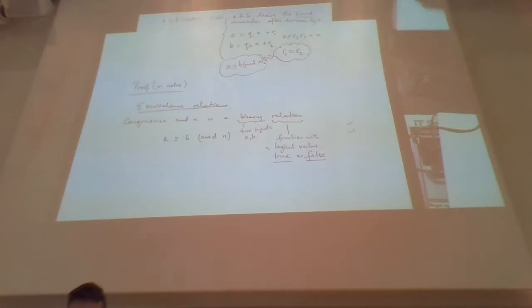Okay? So saying A is congruent to B modulo n is clearly a relation. It is clearly something which is true or false, because n either divides the difference A minus B, that's the definition, or it doesn't. It will be true or false. Okay?